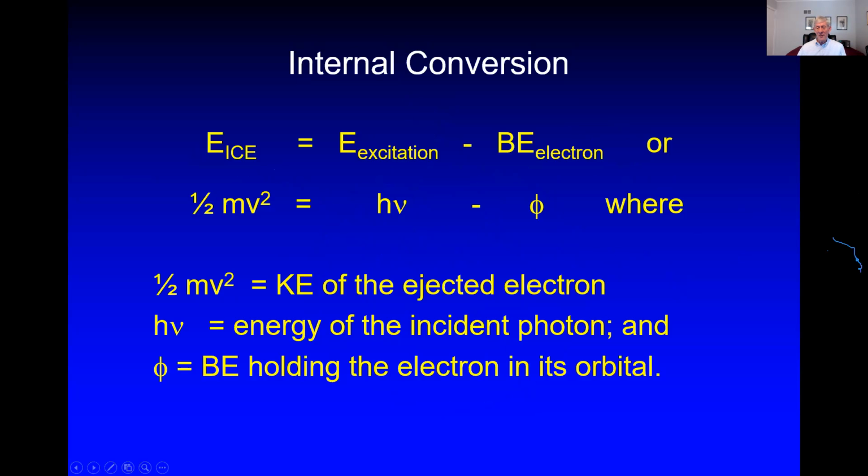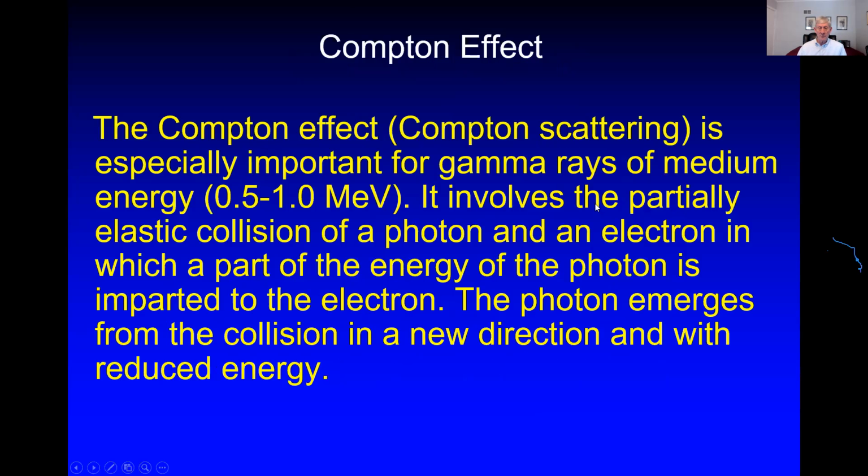Now, I don't see why this would not be applicable, but I've never seen it in a physics book before. But it seems to me that we should be able to say that the energy of the ejected internal conversion electron equals the nuclear energy that ejected it minus the binding energy. Makes sense to me, but again, I've never seen it in the book.